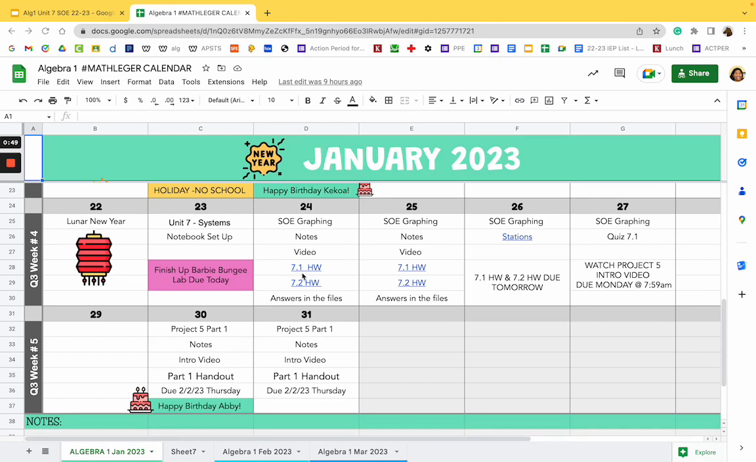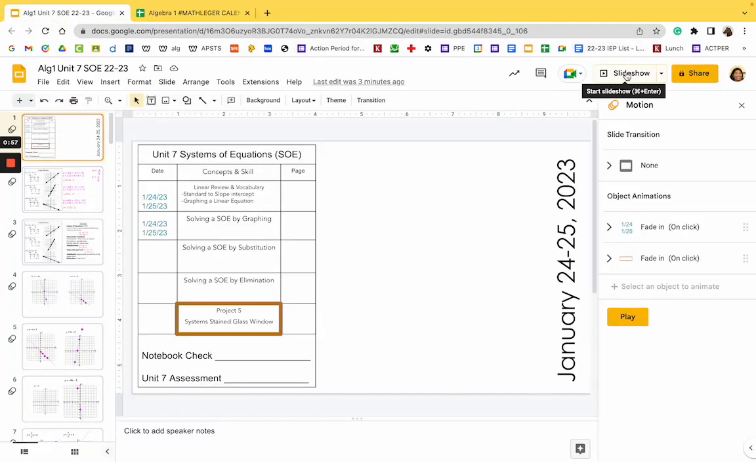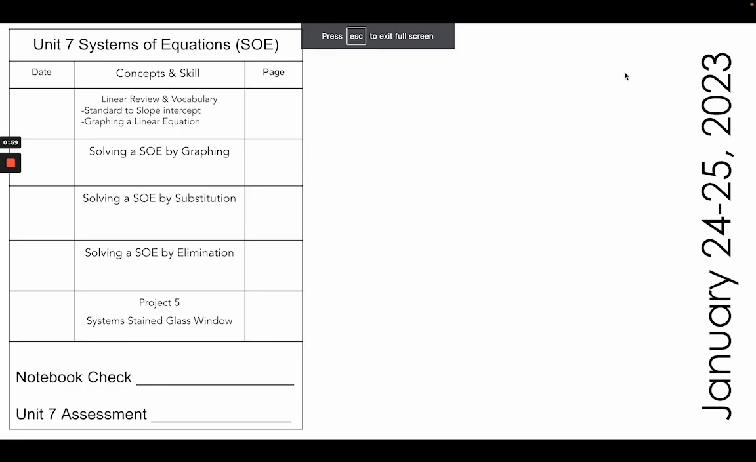Okay, let's go ahead and get into the notes for SOE graphing, which is Systems of Equations. So this unit is important to anyone who is going to be going beyond algebra. And we're going to start off by doing a linear review today and covering some vocabulary. We're also going to review standard to slope intercept form and then graphing a line. And then we're going to actually solve a system of equations.